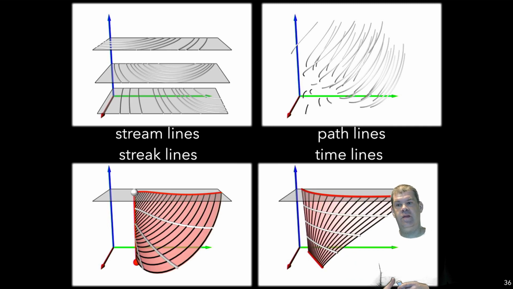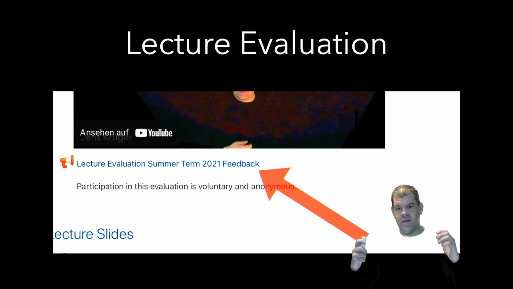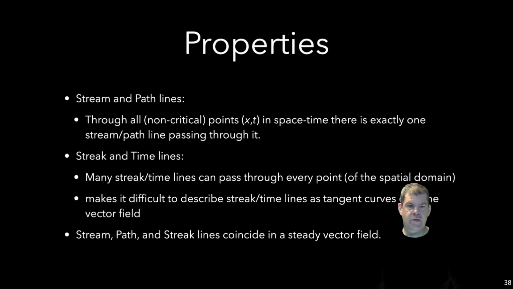Okay, so you can combine these things. That's what I meant with orthogonal. Okay, so you've all filled out the evaluation, and let's talk about the properties. So what's interesting is that no two lines crossed, except for critical points.